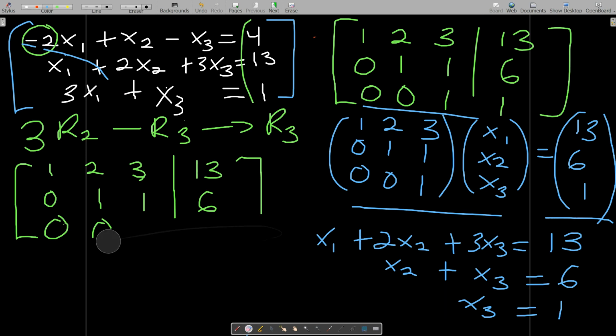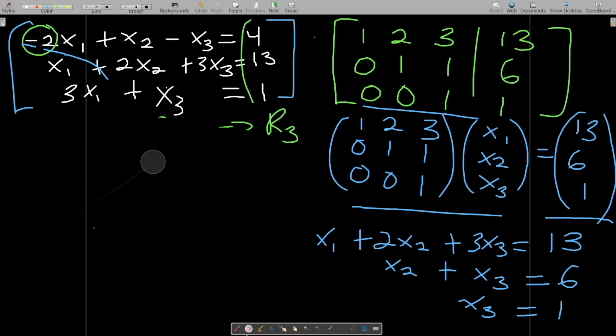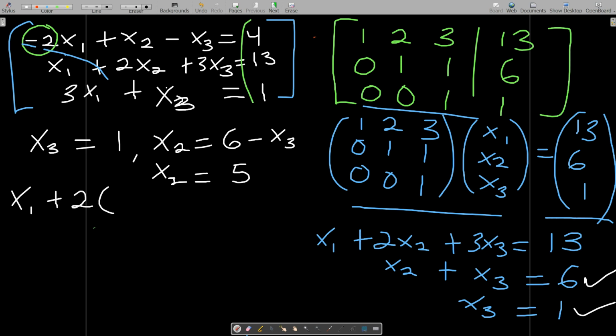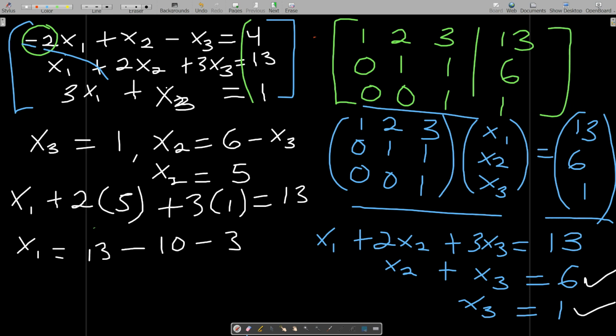Now with this, the last equation that we got from the reduction says x3 is equal to 1. If that is the case, we know from this equation that x2 plus x3 is equal to 6, so x2 is equal to 6 minus x3, which implies x2 is equal to 6 minus 1, that will give me 5. So from Gaussian elimination we are not doing anything big, but we are still finding x1, x2, x3. Now with x1 plus 2 x2, which is 10, plus 3 x3, which is 3, should give me 13. Now x1 is equal to 13 minus 10 minus 3. And this means x1 is equal to 0.